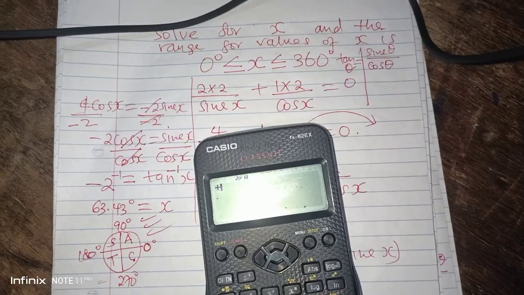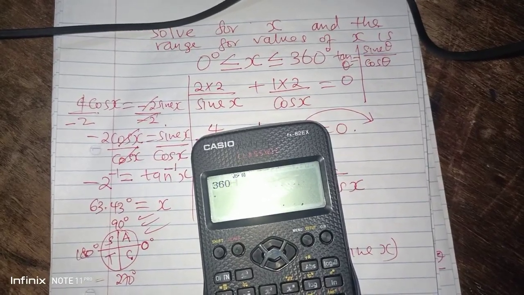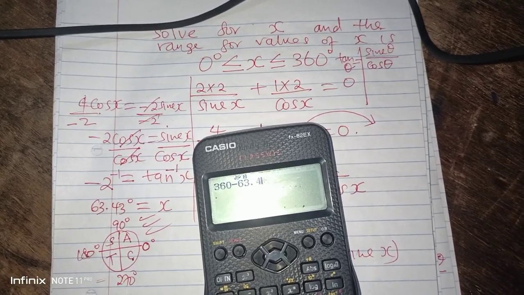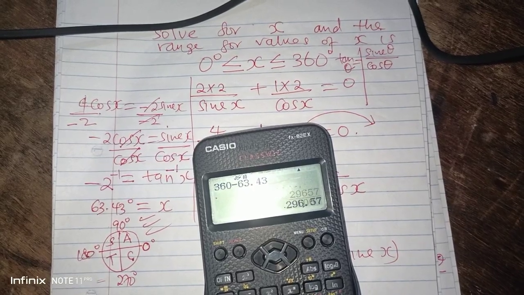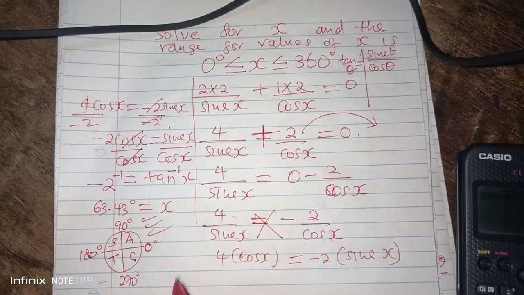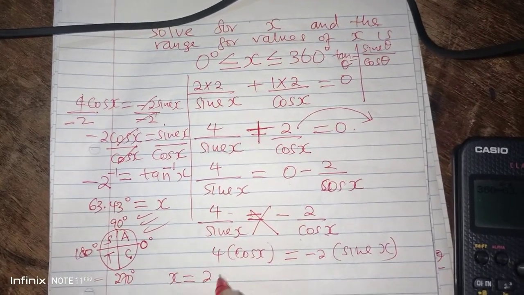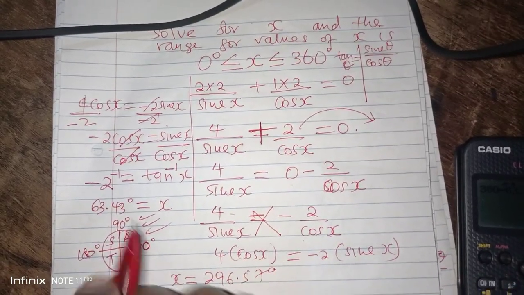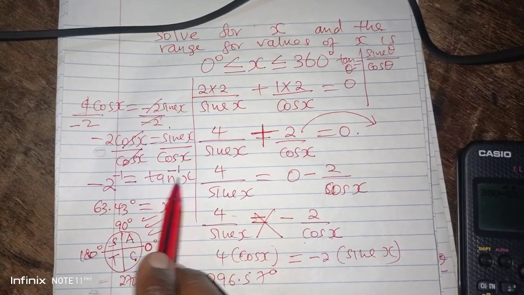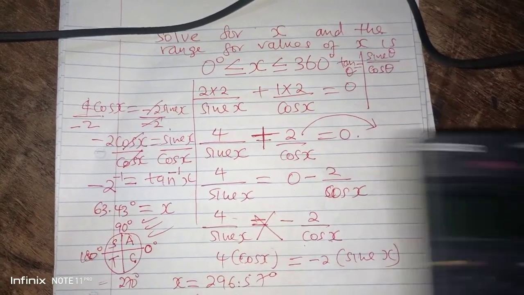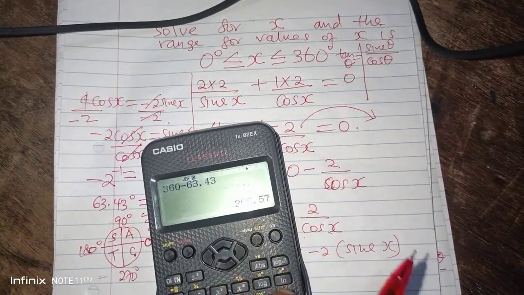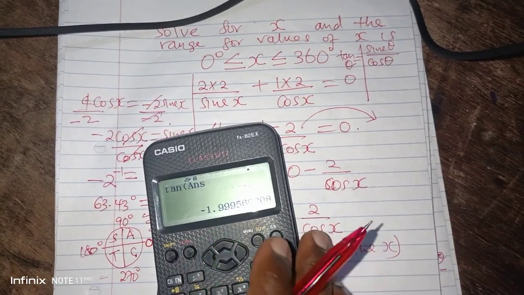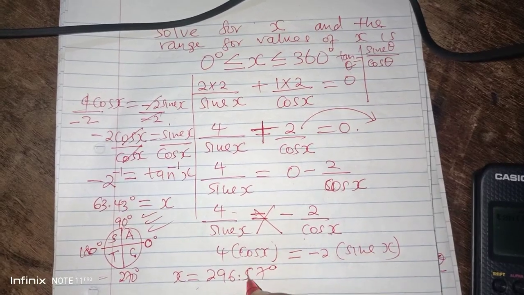So 360 minus 63.43. So it is giving us 296.57. So our first value of x is going to be 296.57 degrees, so that the tangent of this must give us -2. So let me see. If this is x, then tan x. So the tan of this should give us -2. So the tangent of that answer, that is -1.99, which gives us just -2. So that is the first answer for that.